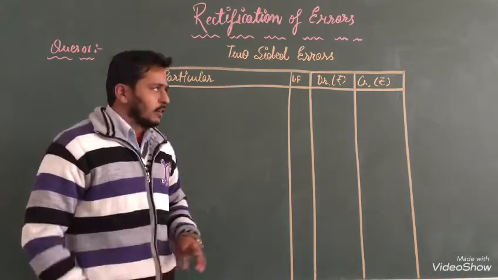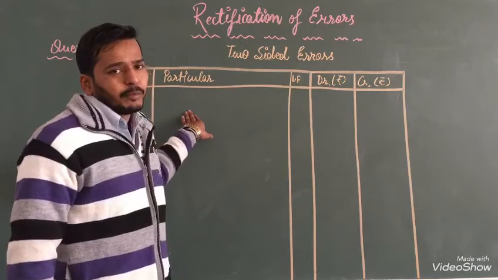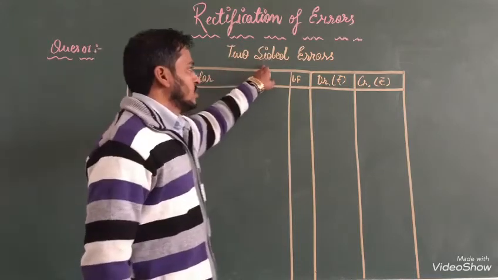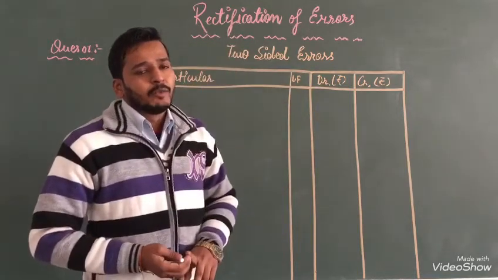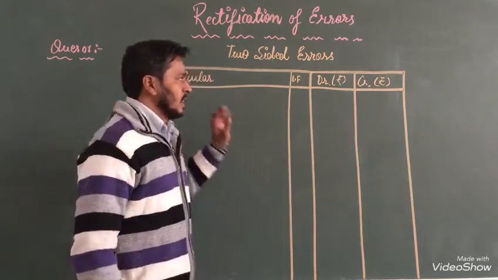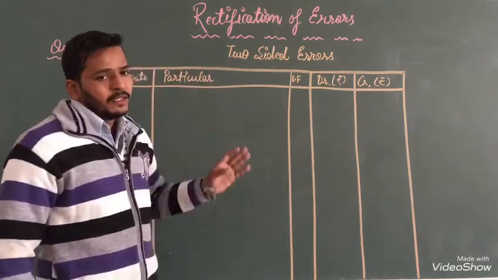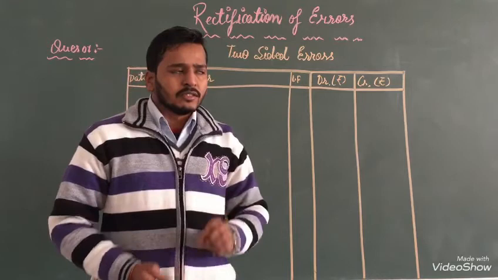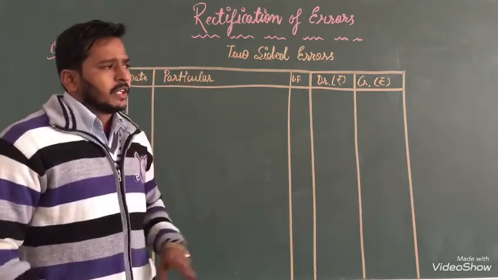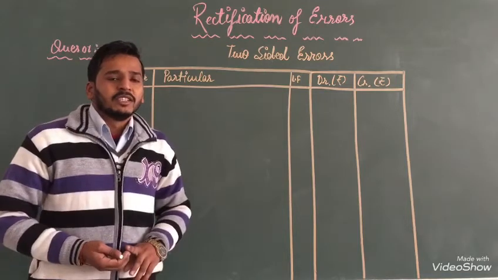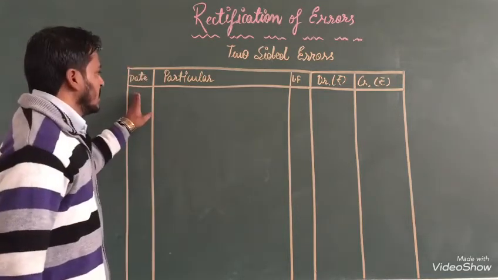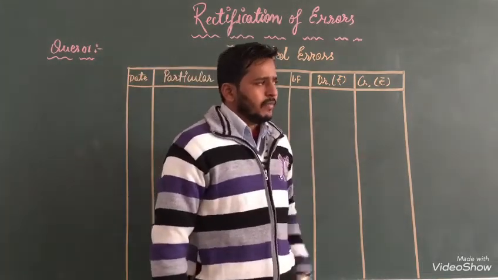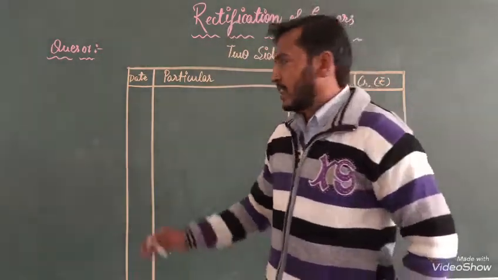Suppose we have made an error in our question. The first one given in front of you is the two-sided error. With that, we have to calculate if an error has come in the journal entry, how we can identify it and how we can calculate it. We know very well how we prepare the journal entries table: first the date, second particulars, LF, debit and credit.